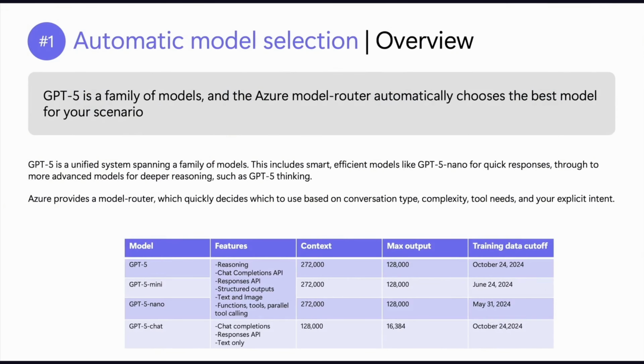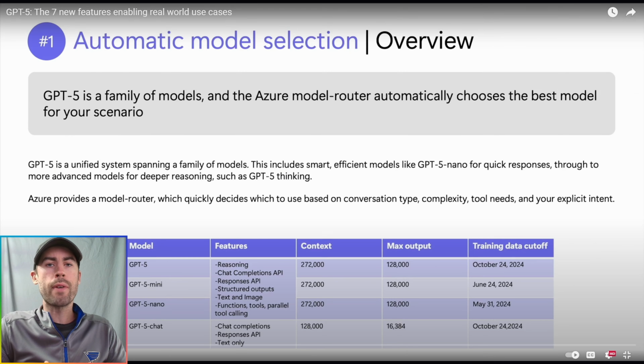The first is automatic model selection. As I mentioned, GPT-5 is a family of different models, and you can see those here with Mini, Nano, Chat, and GPT-5 with different levels of reasoning from minimal, low, medium, and high. So it can be difficult to know which of these to choose. Luckily, Azure provides a model router, which can look at the user's request and automatically route it to the right model.